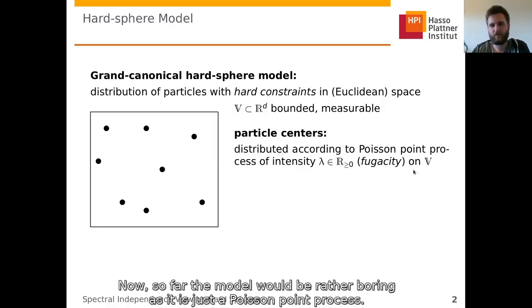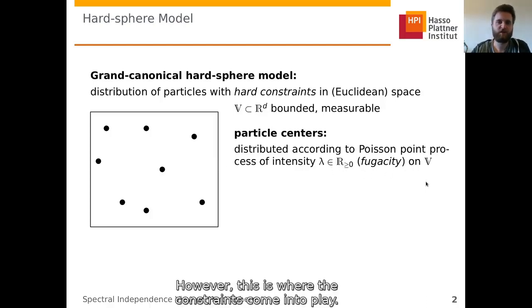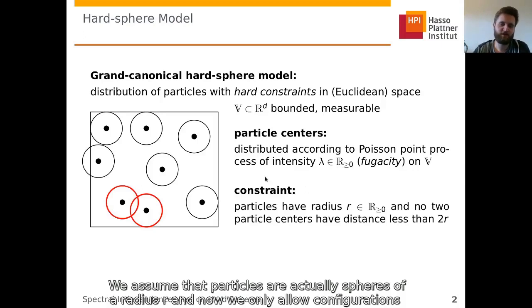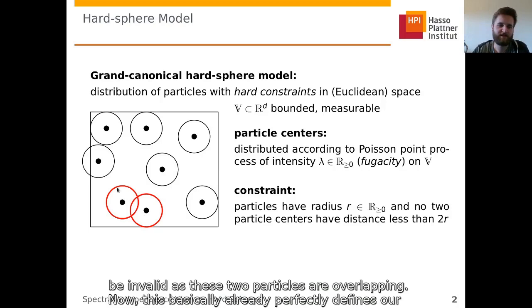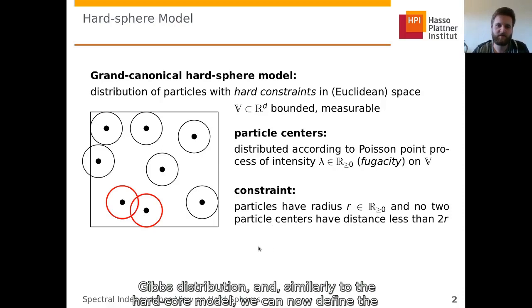Now, so far the model would be rather boring as it's just a Poisson point process. However, this is where the constraints come into play. So we assume that particles are actually spheres of a radius r, and now we only allow configurations where particles are non-overlapping. So this configuration, for example, would be invalid as the two particles are overlapping. And now this basically already perfectly defines our Gibbs distribution.